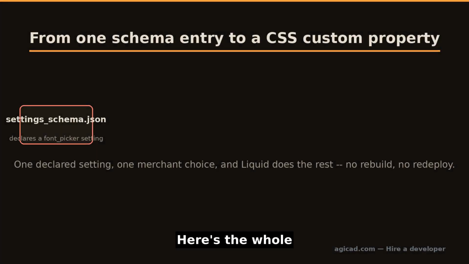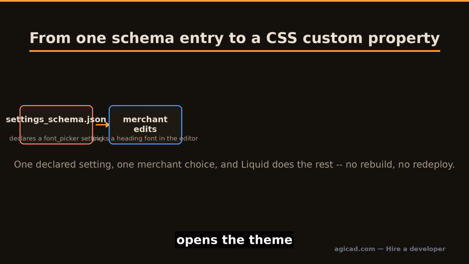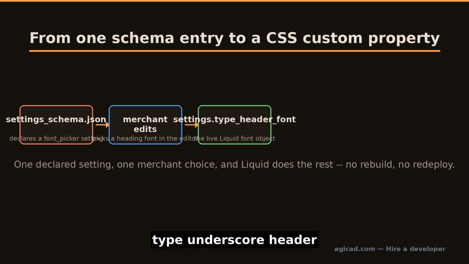Here's the whole pipeline in 5 stages. Settings_schema.json declares a font picker setting, say, the heading font. A merchant opens the theme editor and picks a font from that setting. Liquid exposes that choice as settings.type_header_font, a real font object with its own properties.